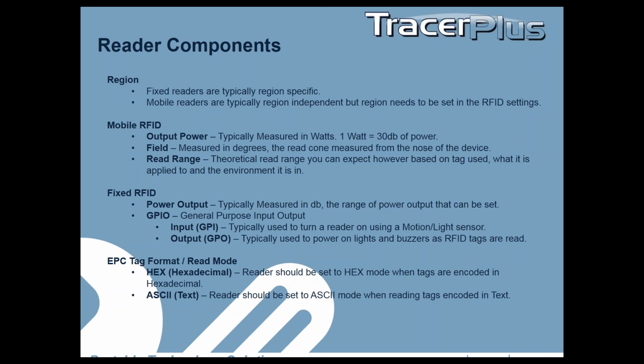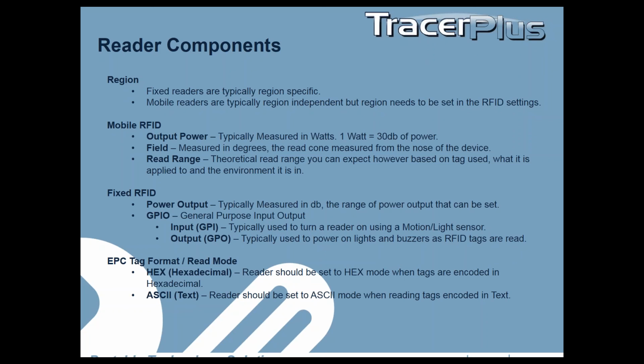Some of the aspects of mobile RFID are output power. When you're looking at this, you may see it measured in watts, typically 1 or 2 watts. 1 watt equals 30 dBs of power. That typically means your reader can output up to 30 decibels when you set your power level. It can also sometimes give a field, which is measured in degrees, and it's the cone that's measured from the nose of the device. So picture the angle of the cone that would emit from the nose of the device. Read range, once again, is theoretical and something you can expect. Once again, it's going to be based on the tag you use, what it's applied to, and the environment it is in.